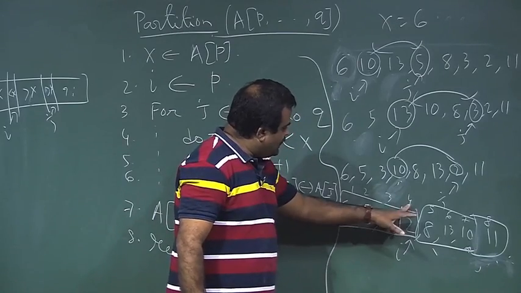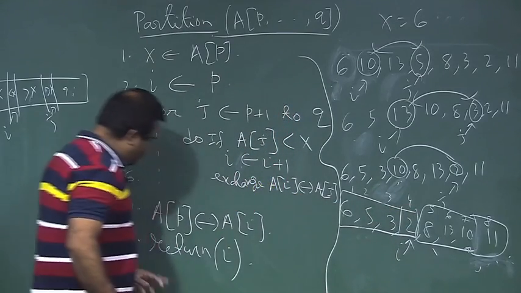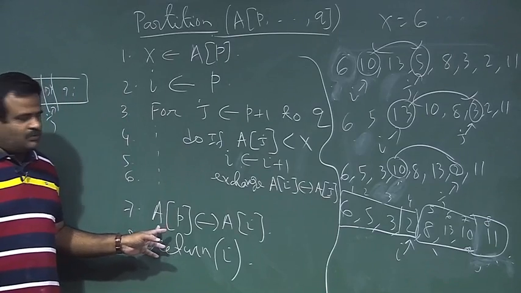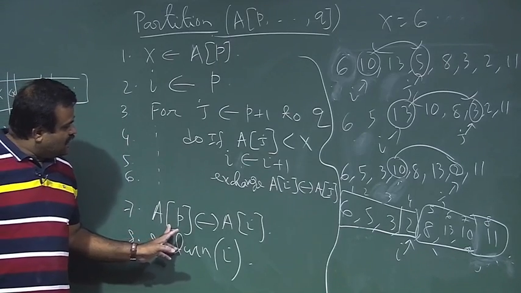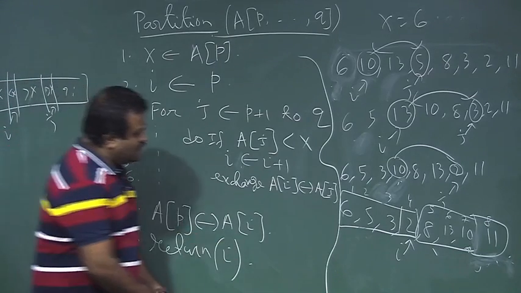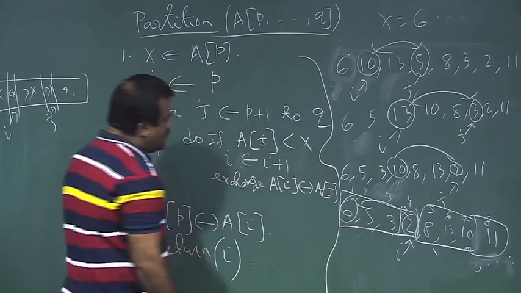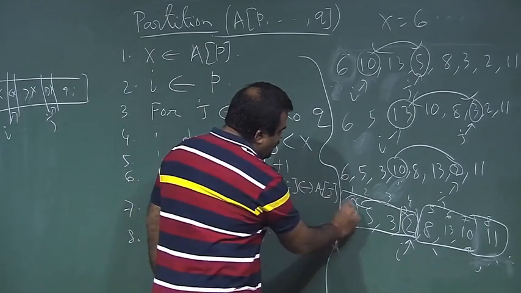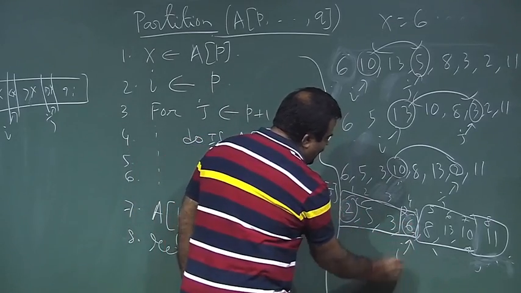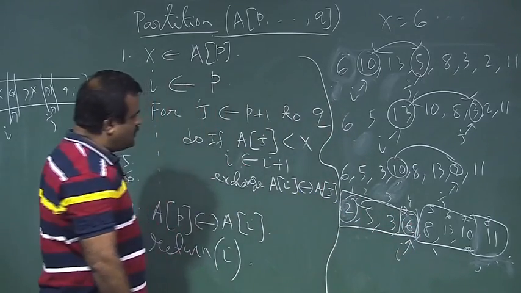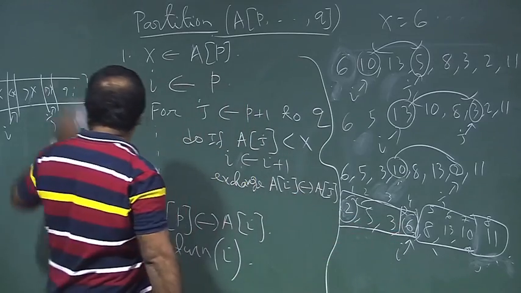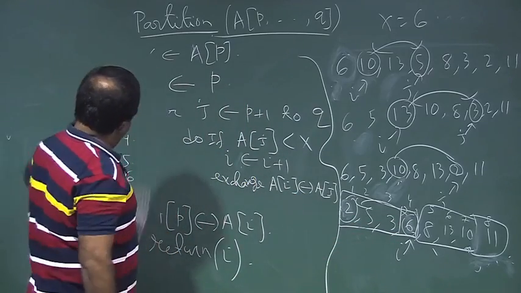Now, I is 4. Now, what do we do? We have to put this pivot in its correct position. So, we exchange this AP with AI. So, we exchange these two, 6 and 2. Then this will be 2 and this will be 6, and we return I. So, we return 4.